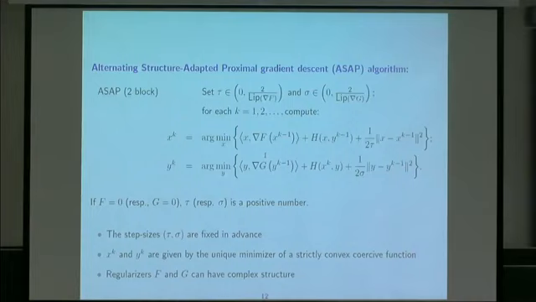Finally, the regularizers f and j can have very complex structure, because at each iteration only their gradient is taken, and no explicit minimization is taken with respect to f and j.